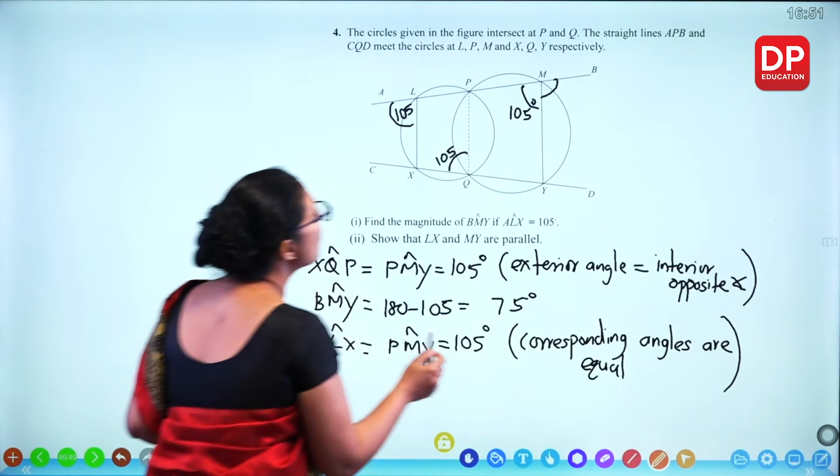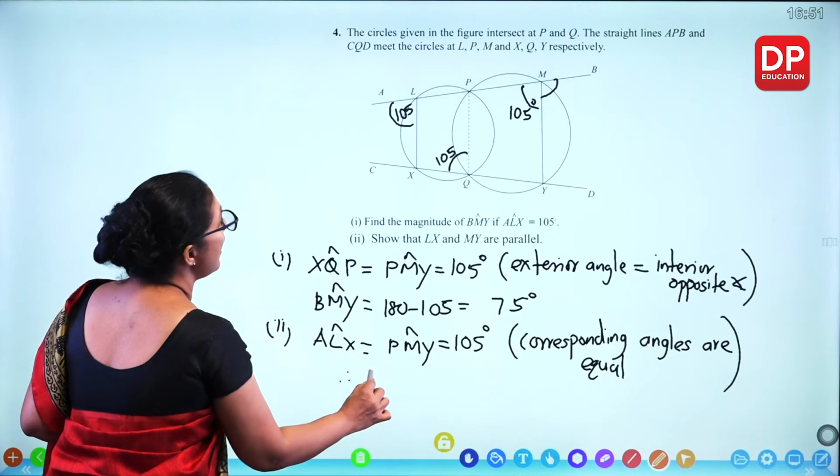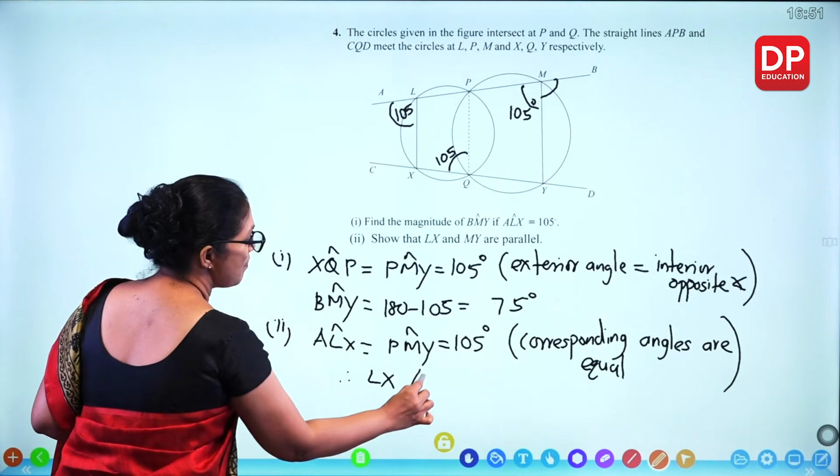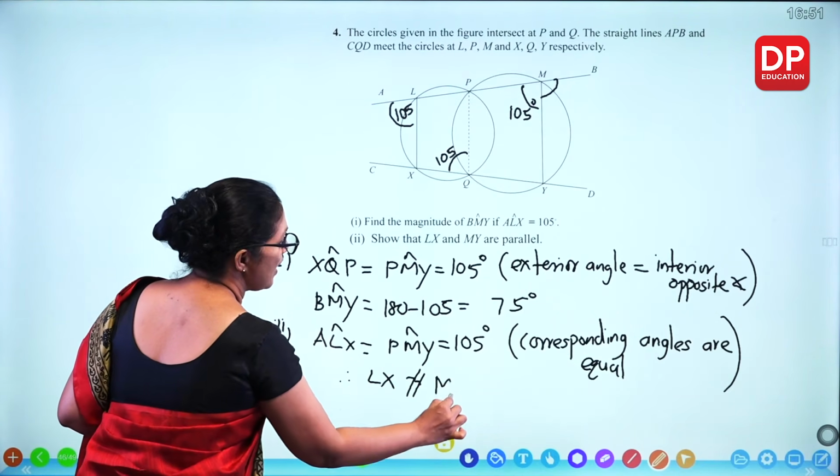Corresponding angles are equal means LX is parallel to MY.